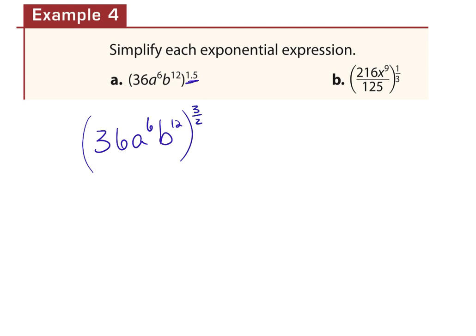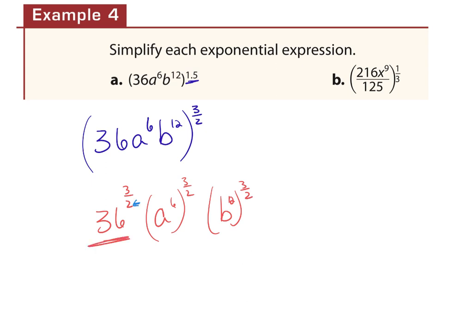1/2 or 3. Yeah, 3/2, right? 3/2. Why is this easier? Because I can rewrite that as a radical if I need to. So I can say 36 to the 3/2, a to the 6 to the 3/2, b to the 12th to the 3/2. For this guy, I can rewrite as a radical.